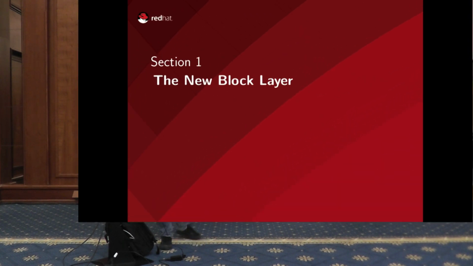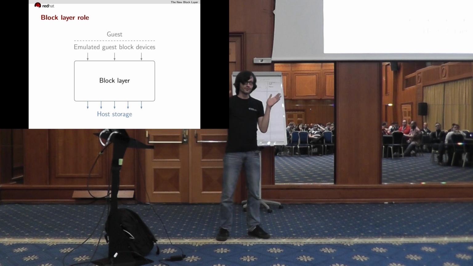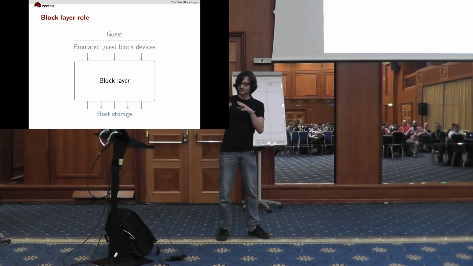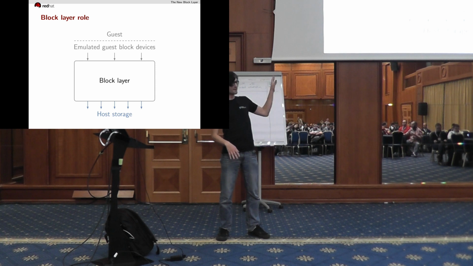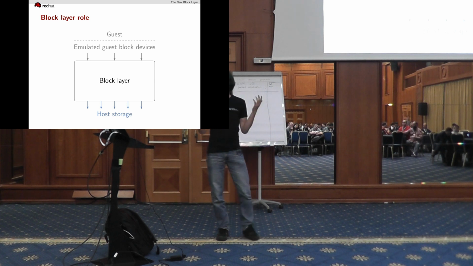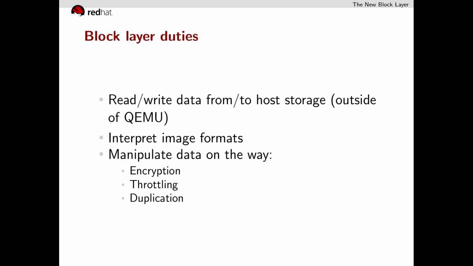So let's talk about what the new block layer is. So this is what the block layer in general is. Inside of QEMU, you have some guest, which of course wants to store its data somewhere in a persistent manner. And so that this data is actually stored persistently, it has to be stored on the host somewhere. And the block layer is there between the emulated guest devices and the host storage to make sure that the data actually arrives there and that it later can be read back. So it has a couple of duties it has to fulfill.